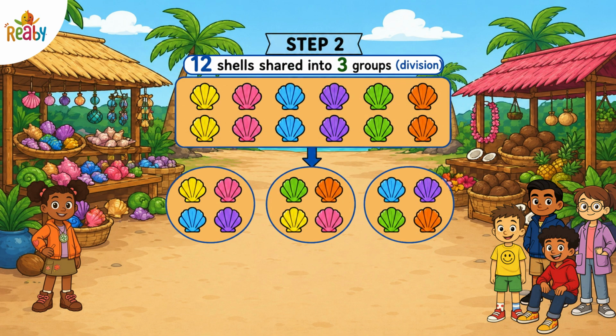Now the 12 shells are shared into 3 equal groups. That means we divide. 12 divided by 3 equals 4. So each group gets 4 shells. So the answer is 4 shells in each group. Great problem solving!